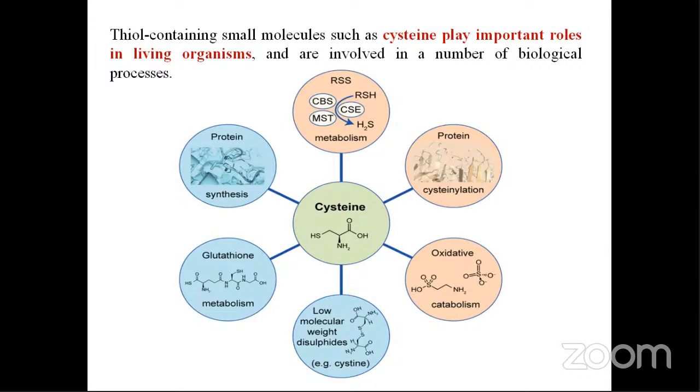Also detoxification of heavy metal ions by metallothioneins, and the acetylation of lysine residues, and electron transfer of iron sulfur clusters. You can see in the picture in the slide. Cysteine plays a role in cysteinylation and also oxidative catabolism, and in low molecular weight disulfides, because of sulfur-sulfur bonds we can form a disulfide bond.